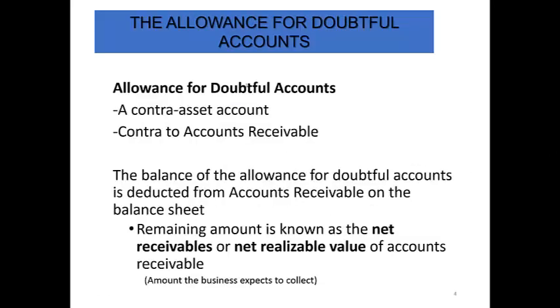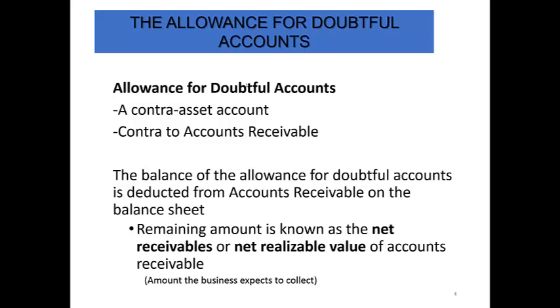Now we'll look a little more closely at that new account that we talked about for the adjusting entry, the allowance for doubtful accounts. This account is a lot like accumulated depreciation. It's a contra asset account. So in other words, it's going to have a normal credit balance. And accumulated depreciation is contra or opposite to a fixed asset. Allowance for doubtful accounts is contra to the accounts receivable account.